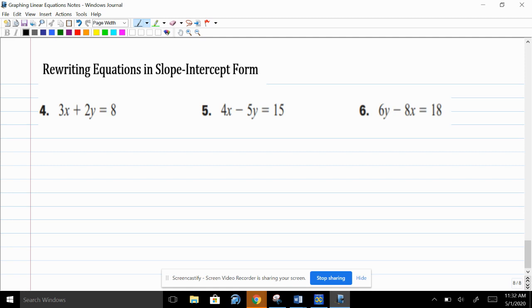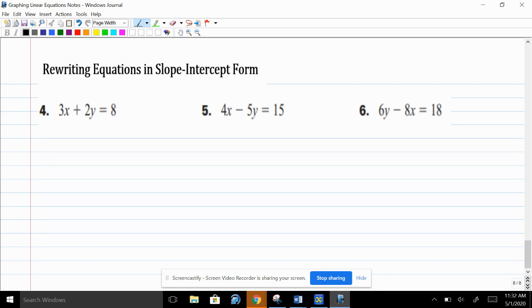Okay, guys, I'm going to go over how you can take an equation that is not in slope-intercept form and rewrite it into slope-intercept form. This can help you graph easier. If they give you a problem that's not written in slope-intercept form and they ask you to find the slope or the y-intercept, your best bet is to rewrite it in slope-intercept form, because then you'll have all the information you need. So I got three examples here. I'm just going to go through them one by one.